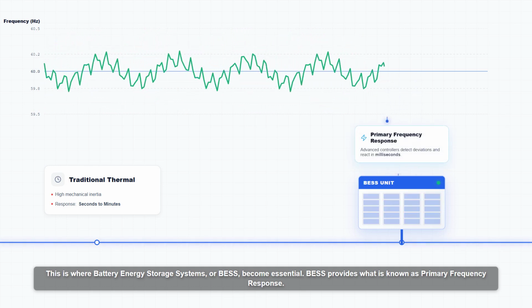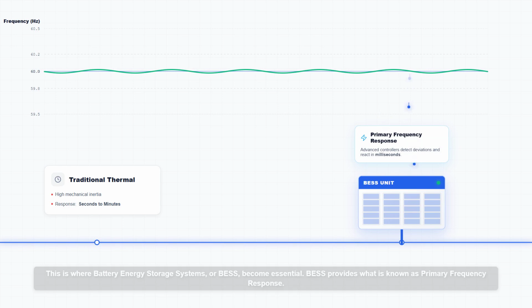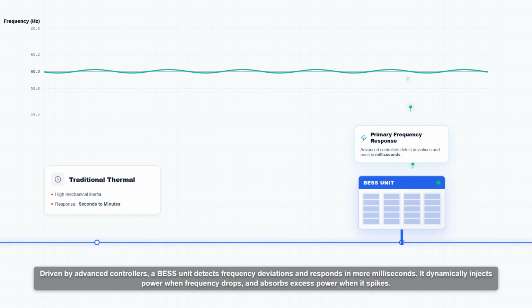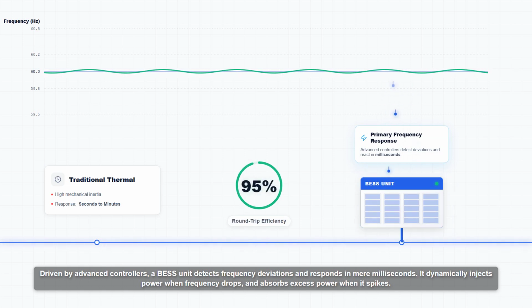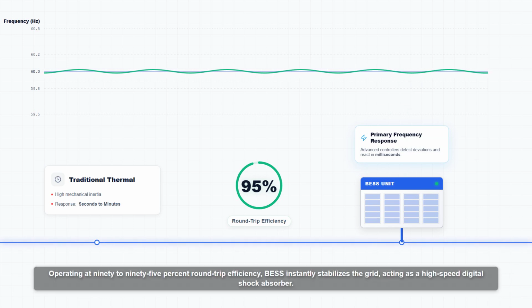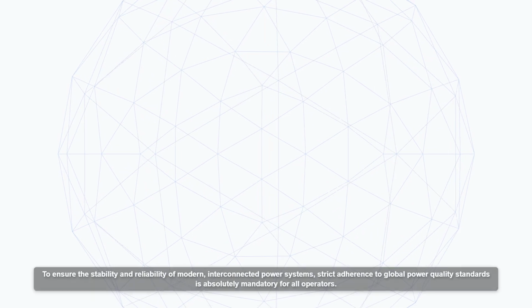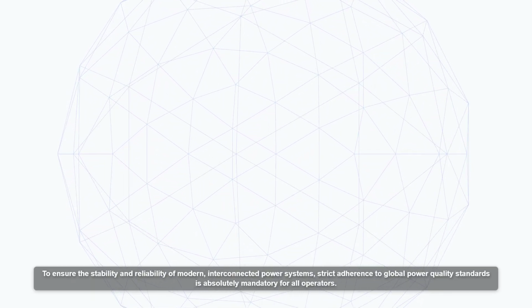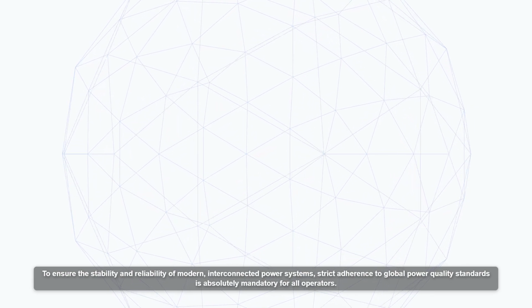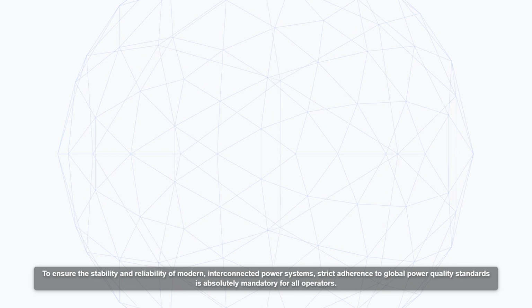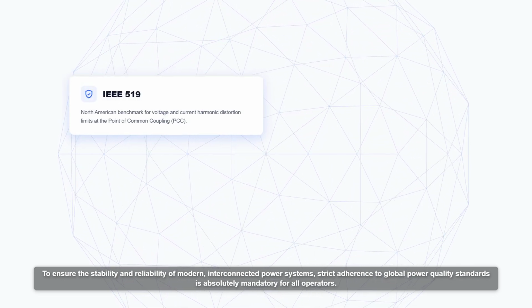BESS provides what is known as primary frequency response. Driven by advanced controllers, a BESS unit detects frequency deviations and responds in mere milliseconds. It dynamically injects power when frequency drops and absorbs excess power when it spikes. Operating at 90 to 95% round trip efficiency, BESS instantly stabilizes the grid, acting as a high speed digital shock absorber. To ensure the stability and reliability of modern interconnected power systems, strict adherence to global power quality standards is absolutely mandatory for all operators.